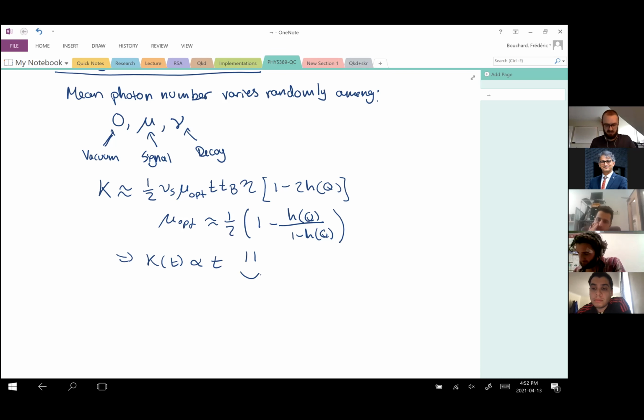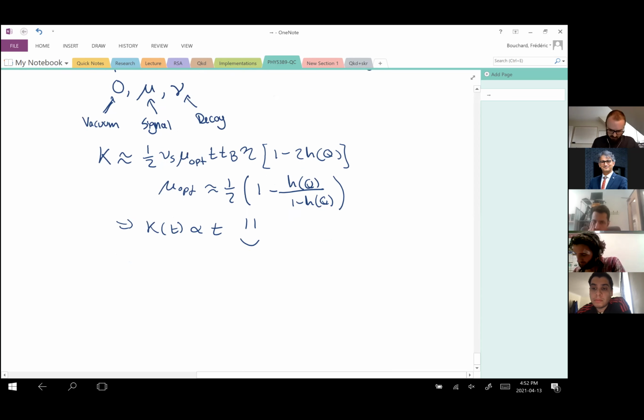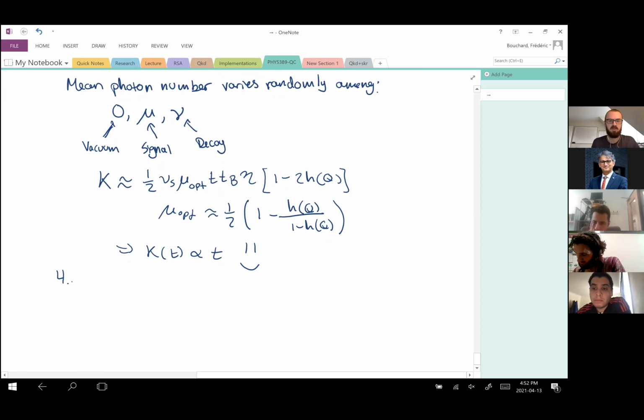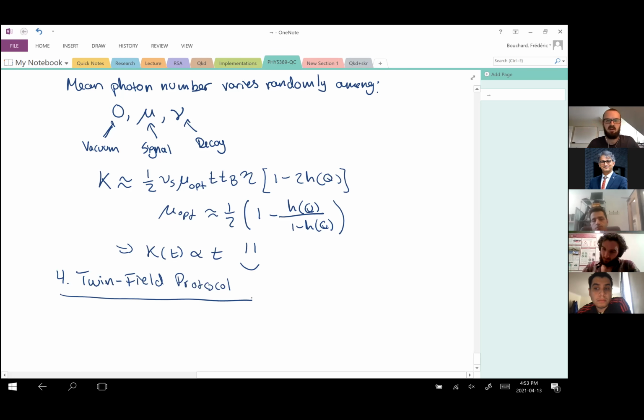And very recently, in the last few years, there was a new protocol called the twin field protocol. The only reason I'm mentioning this is they found yet another way, playing with the protocol, to get a scaling that scales even better than single photons. And this is also using lasers.